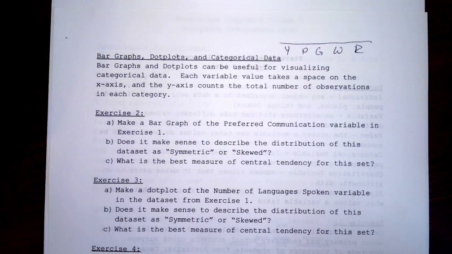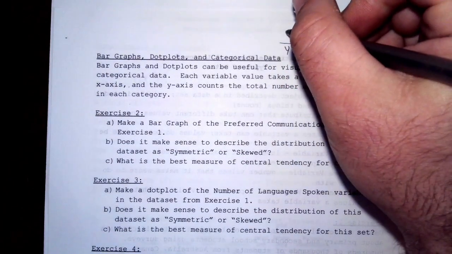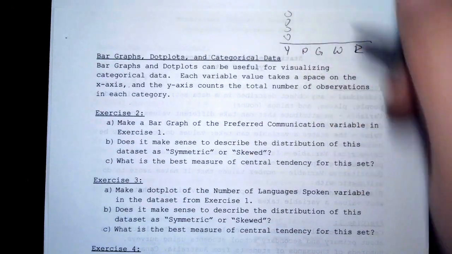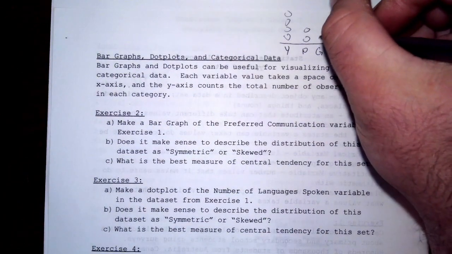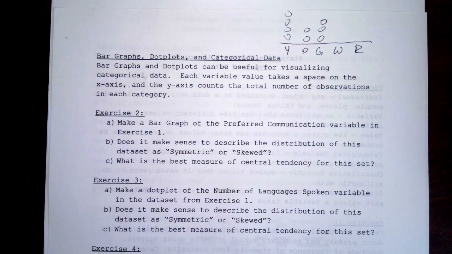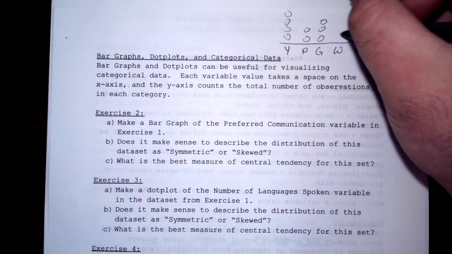Yellow robots I see: 1, 2, 3, 4. Purple: 1, 2. Just those two. Green: I've got 1, 2, 3. White robots: 1, 2, 3, 4, 5, 6, 7. That's pretty frequent.